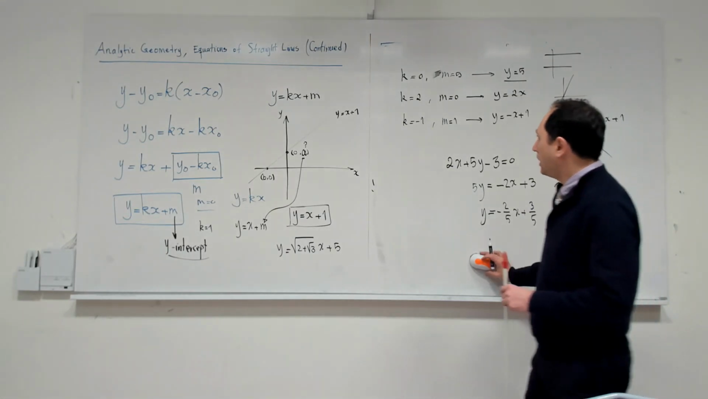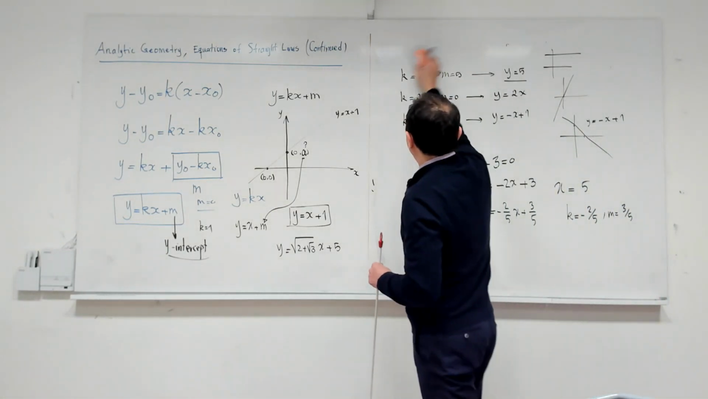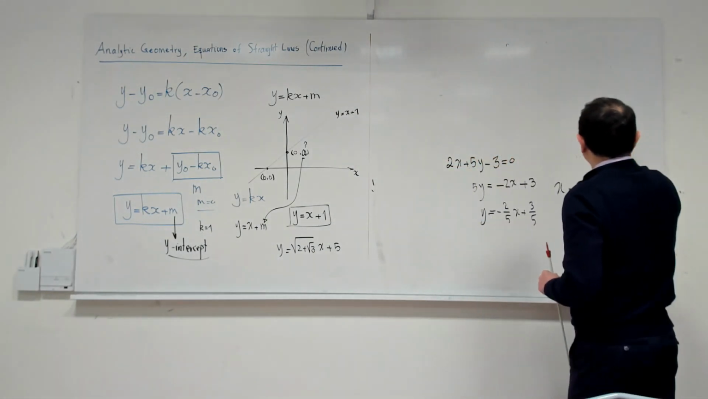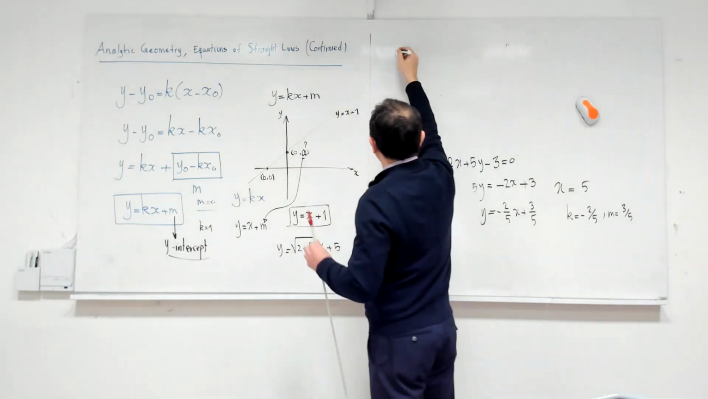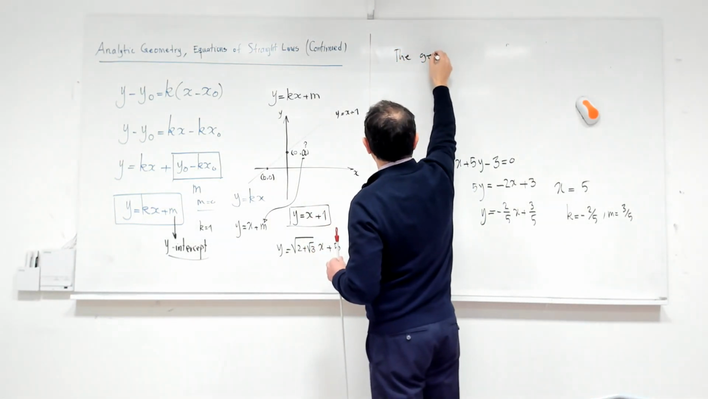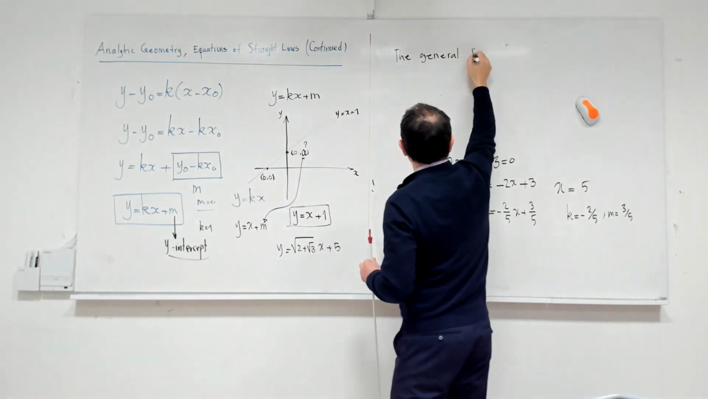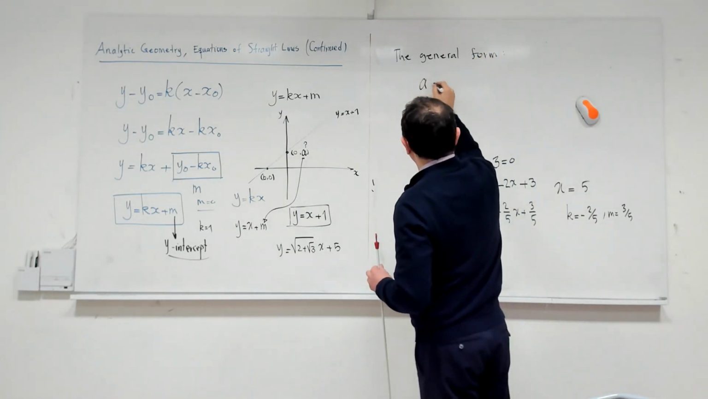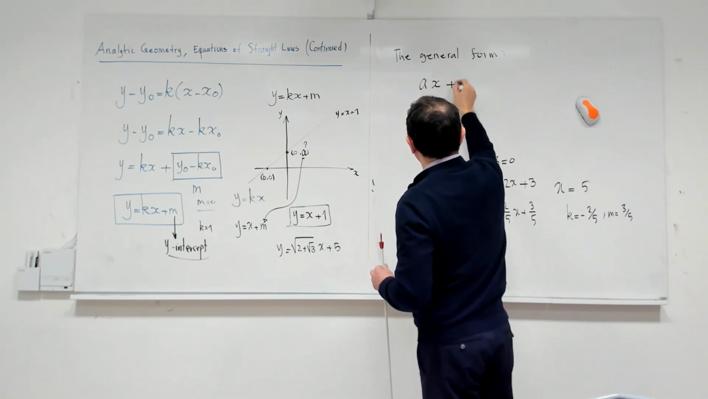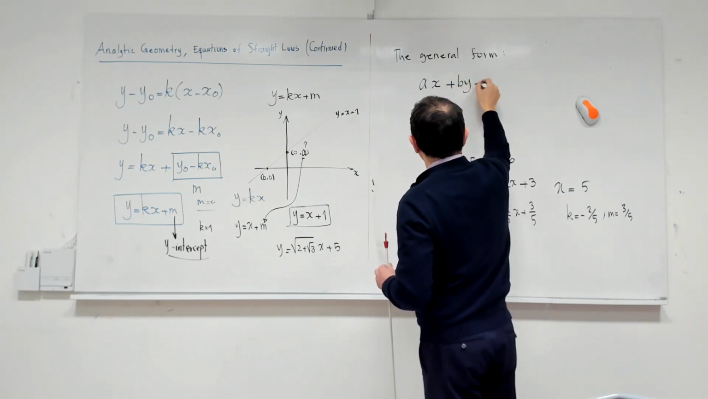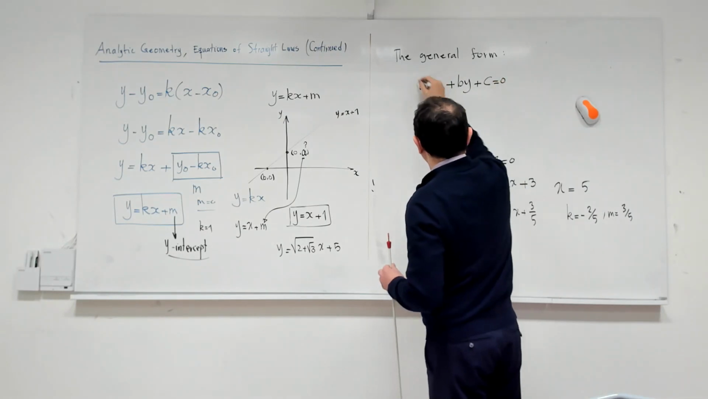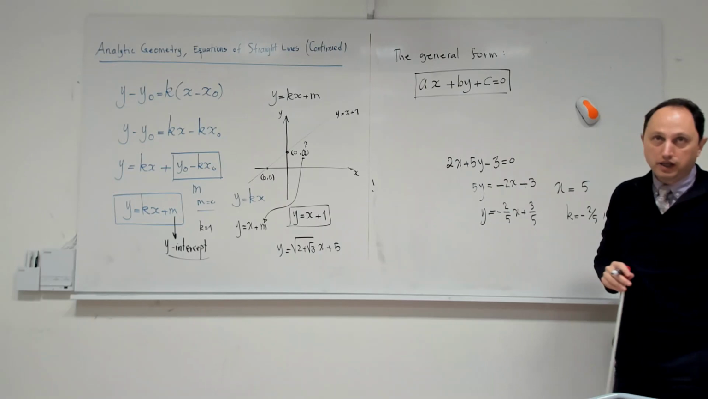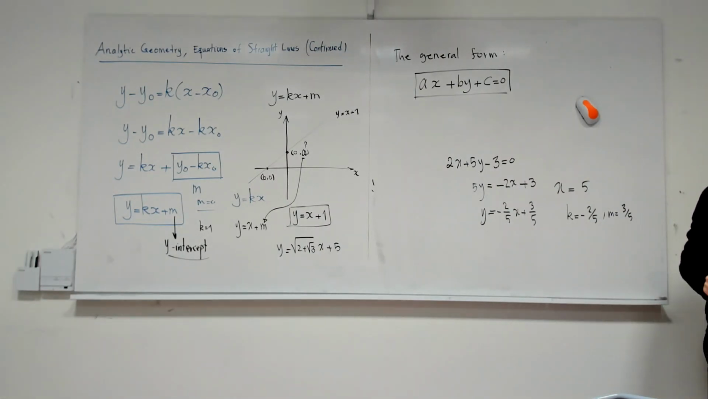So this is why we have another form of the equation for a line. What is that? This is called the general form. And the general form is like this: a number multiplied by x, a number multiplied by y, plus another number equals 0. This you need to have in mind. This is the most general equation that generates all possible lines.